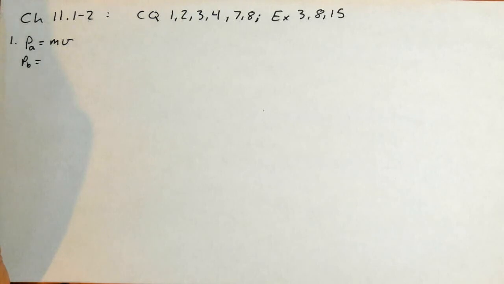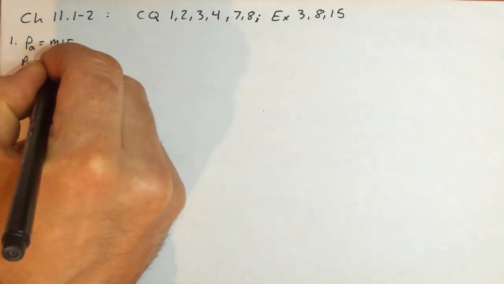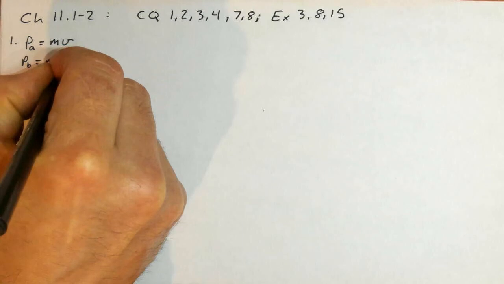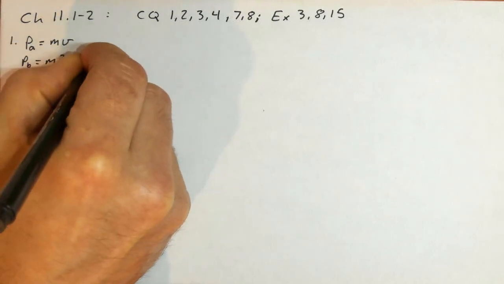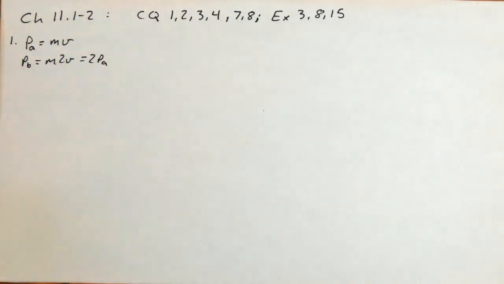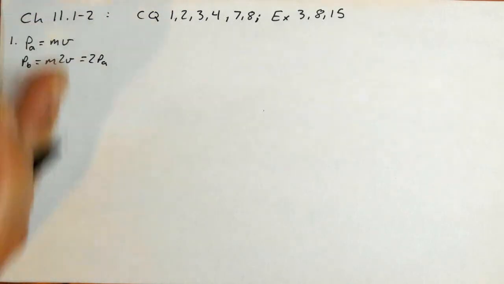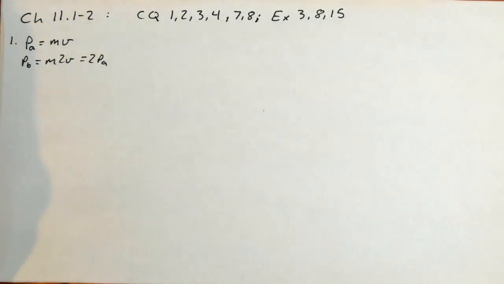Okay, B is the same mass, but it's twice the speed, so 2v, which tells us, oh, okay, that's twice the momentum of the first one. Okay, go ahead and kind of follow that process for the rest of the boxes.